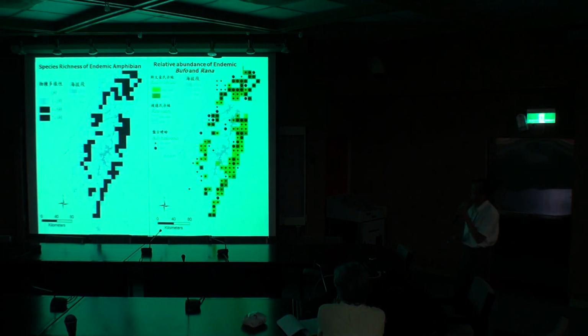Because they already accumulate lots of basic observation data, they could provide very good and updated information about frogs in Taiwan. For example, these are two examples. The first one is about the species of endemic amphibians in Taiwan, and this one is about the relative abundance of some endemic Buergeria and Rana in Taiwan.